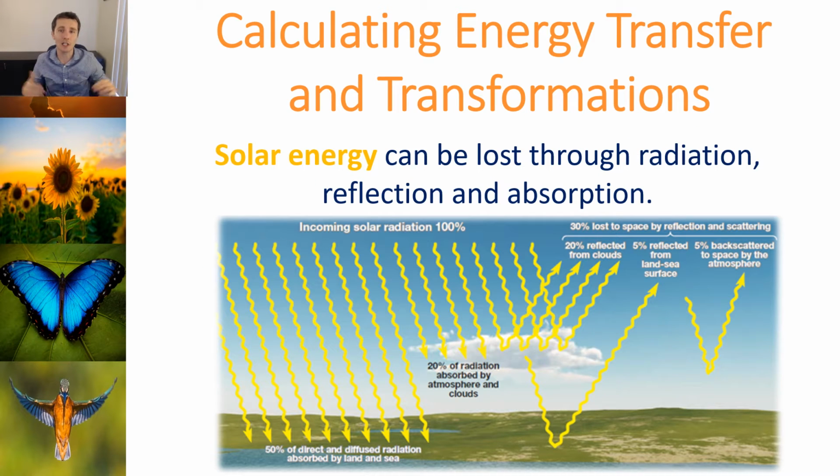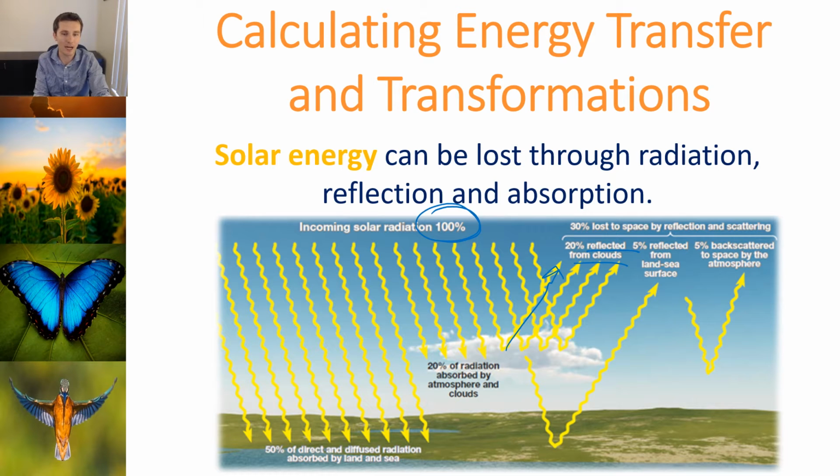Now, solar energy can be lost through radiation, reflection, and absorption. Here you'll notice that we've got incoming solar radiation 100%. Some of that is reflected from the clouds, so not all actually will make it in. 20% of the radiation is absorbed by the atmosphere and clouds themselves. So again, we're losing some of that energy. Not all of it is getting in.